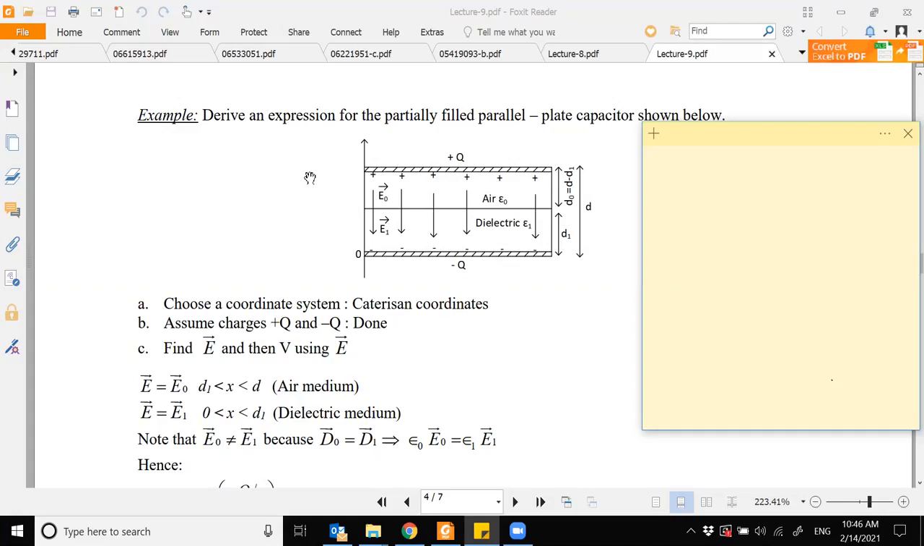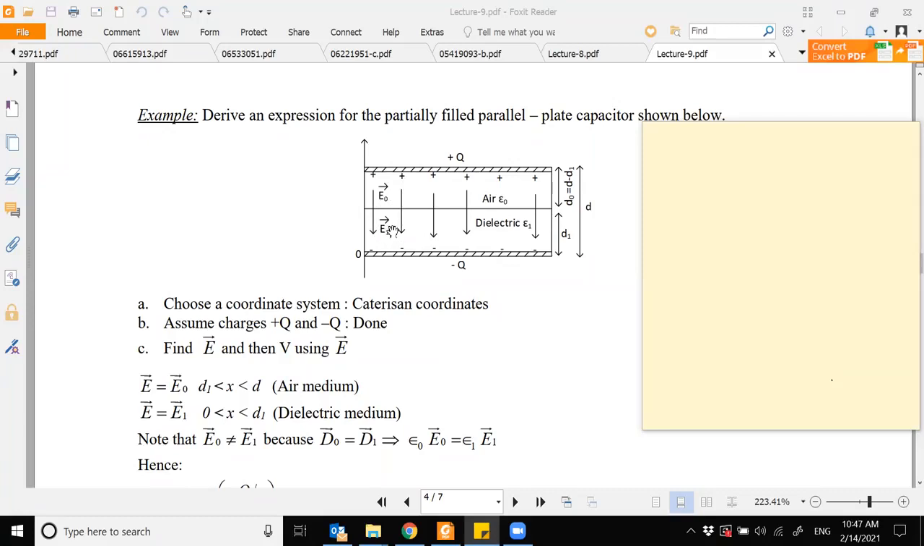Because now we have two materials and there is a boundary, will the electric field here and the electric field here both be the same? Yes, will they be the same? Mr. Nawaf, can you tell me? Will they be the same? I think yes.